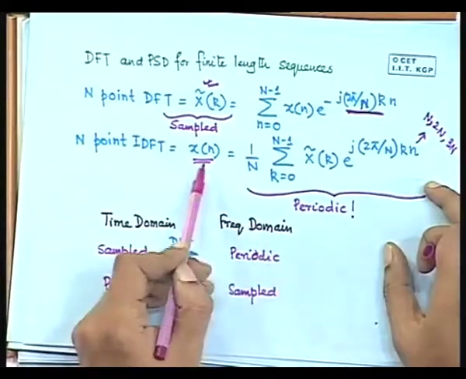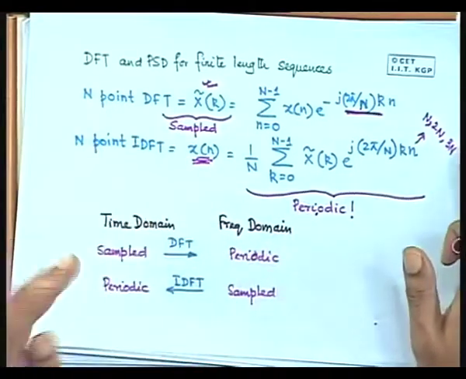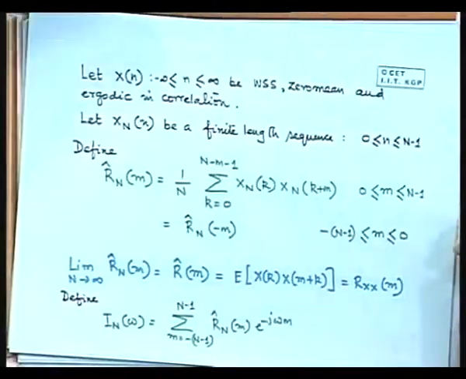So therefore this is periodic in n. That is how you get a periodic function. This is just an interesting observation which we have to remember. Now what is our objective?